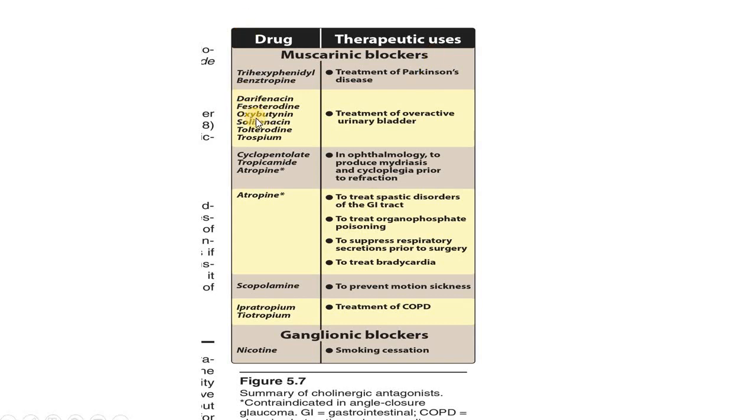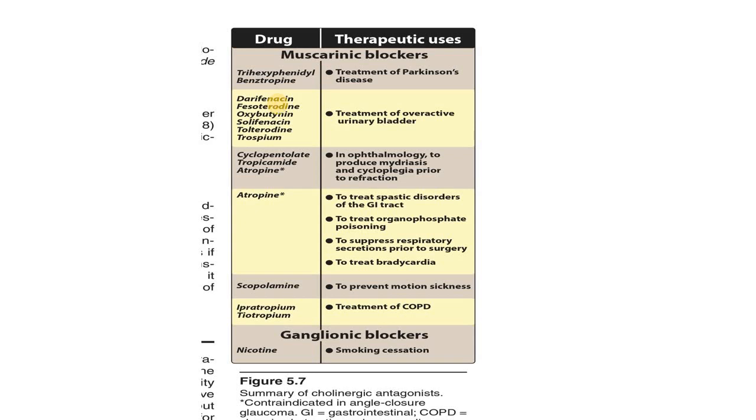Darifenacin, fesoterodine, oxybutynin, solifenacin, tolterodine, and trospium are antimuscarinic antagonists. All these drugs have the same effect and are used in the treatment of overactive urinary bladder. However, the dosing of these drugs is different. We will discuss it in a later slide.